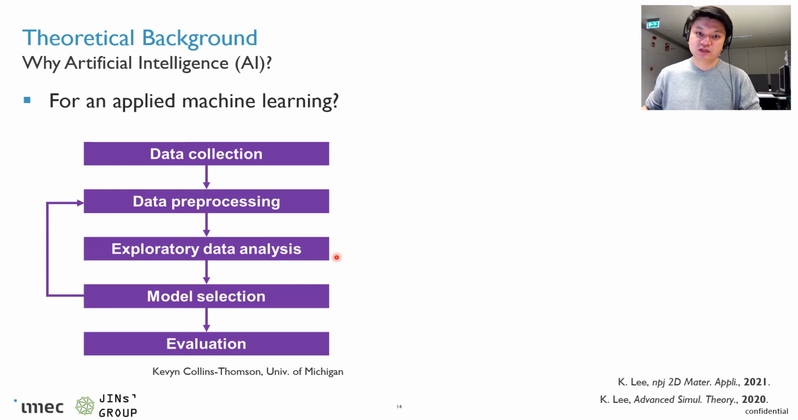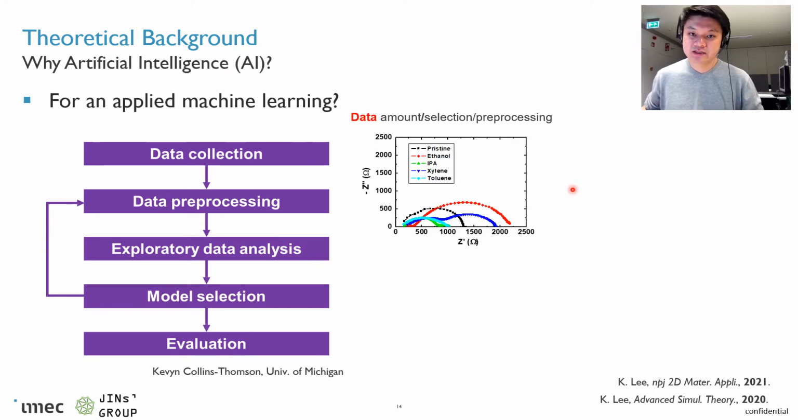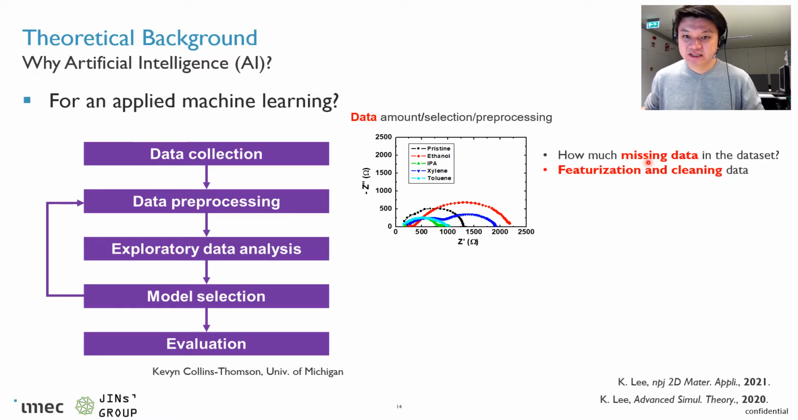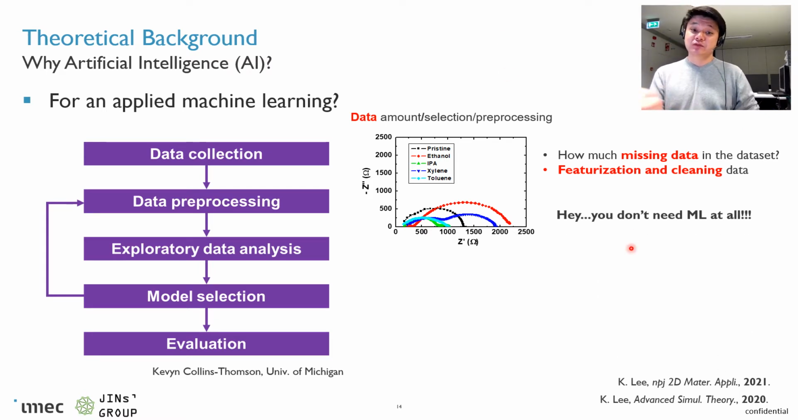First of all, we need to check, select, and pre-process our data. In this process, we must check how much data is missing in our dataset, and then we should featurize and clean the data as well. And the funny thing is, after this process, sometimes we find that we don't need machine learning or deep learning at all. It's funny, right?